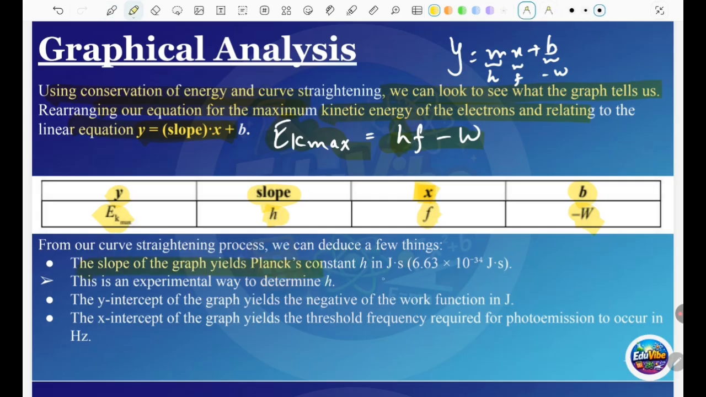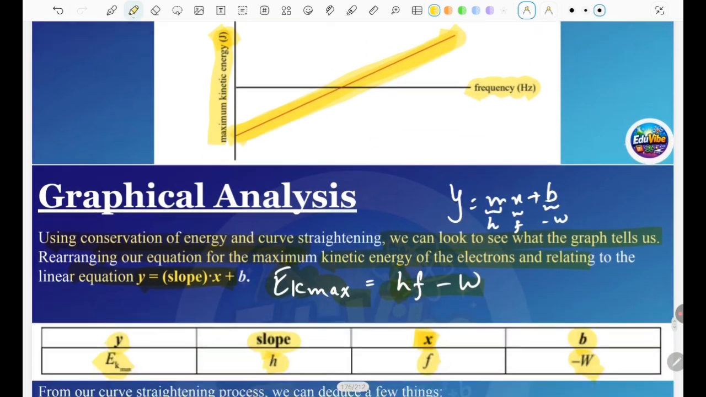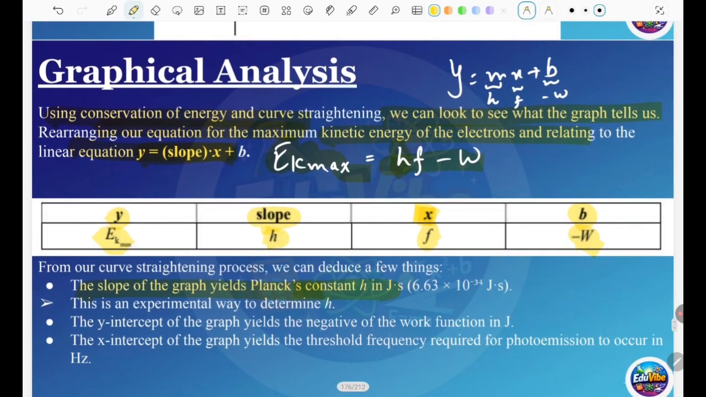So the slope of the graph gives Planck's constant in joule seconds. Why joule seconds? Because we have kinetic energy in joules, and that's why it's joule seconds. This is an experimental way of determining h. The y-intercept of the graph yields the negative of the work function, also in joules. The x-intercept of the graph yields the threshold frequency required for photoemission to occur, in hertz.